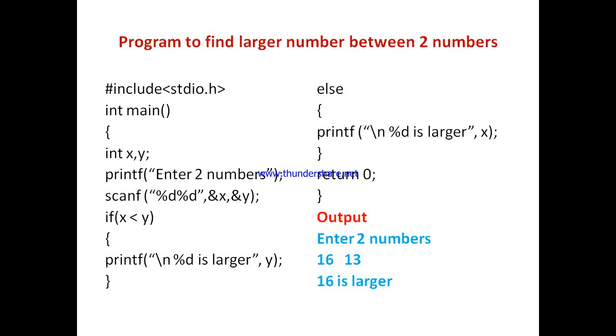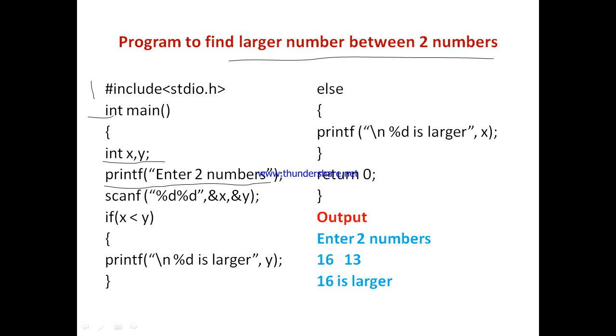Program to find the larger number between two numbers. Here the header file is included. Main function. Now here x comma y, int x comma y. We have to enter two numbers, so we have declared two variables. Here printf, enter two numbers.